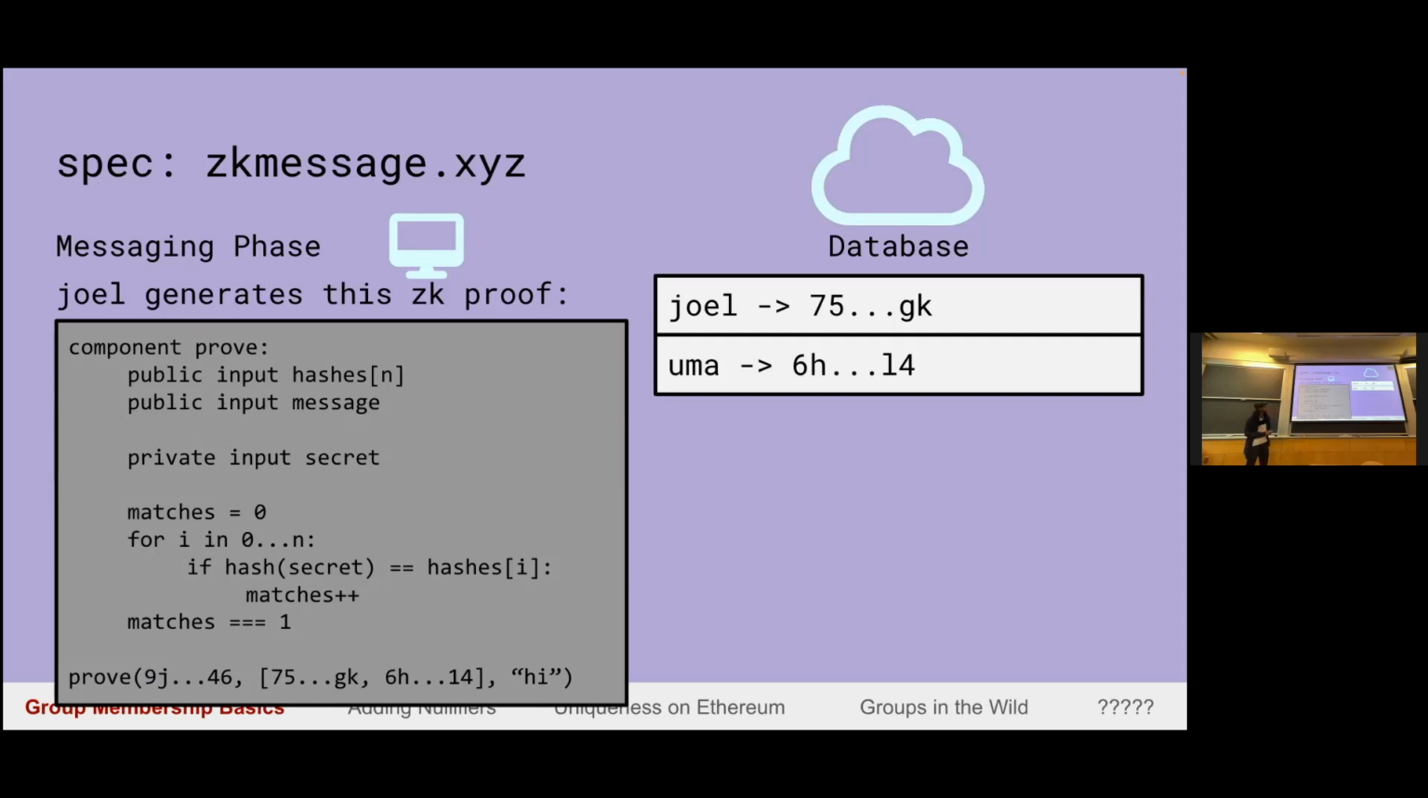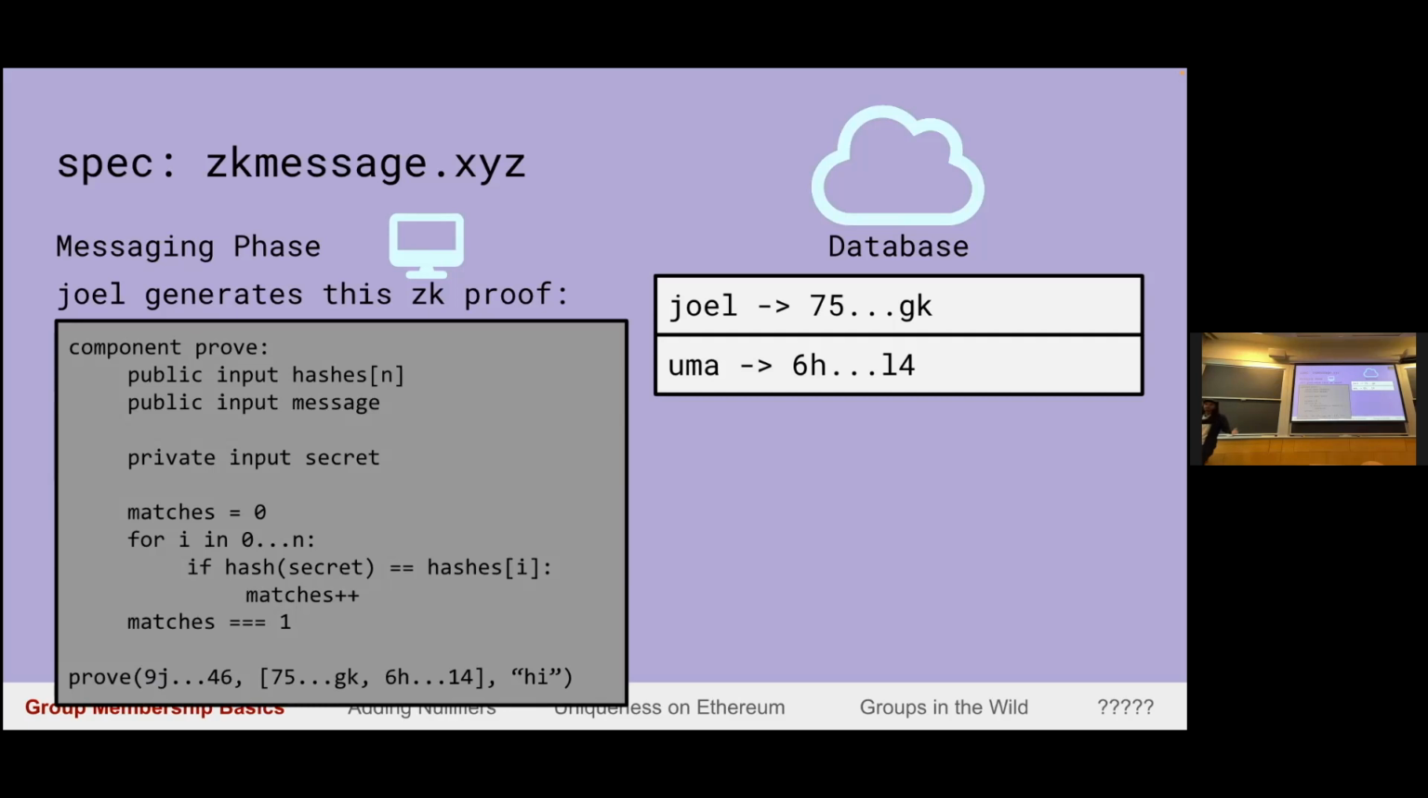And so you can imagine, in this case, what Joel is trying to prove is that for one of the hashes in the set, his hash matches that hash. And you just verify that at the end, there is one such match. And this allows Joel to basically prove that he is one of the members in this set. When he publishes a ZK proof, we know that only someone who knows either Uma's secret or Joel's secret must have posted this message.